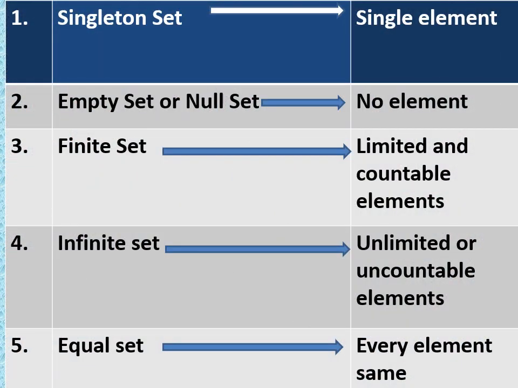We will revise this. Singleton set: having only a single element. Empty set or null set: no element. Finite set: limited and countable elements. Infinite set: unlimited or uncountable elements. And equal set: every element is the same.